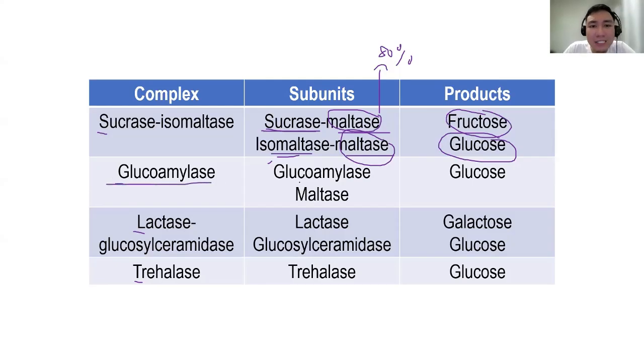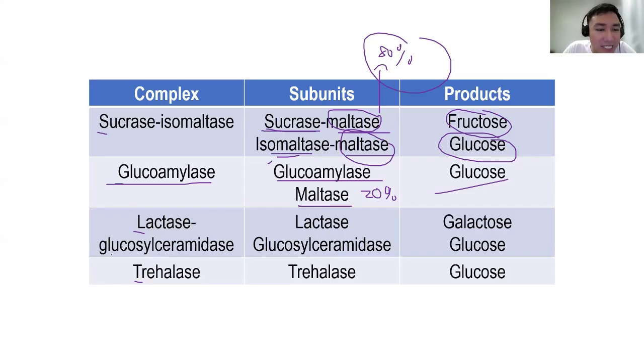Kapag naman glucoamylase, so ang subunits niya, that's glucoamylase and maltase. Si glucoamylase, parehas lang siya sa ginagawa ng mga amylase natin. Alpha-1,4 din. Binibreak down lang niya yung alpha-1,4 between glucose molecules. Same thing with your maltase. And kung 80% ay sa sucrase isomaltase complex, si glucoamylase complex, which contains your maltase subunit, is 20% ng maltase digestion. And syempre, puro glucose lang naman to. So, glucose lang din yung products.